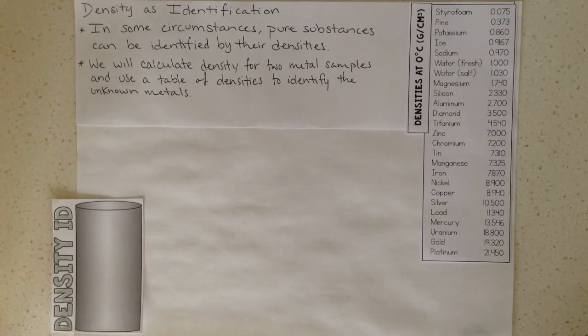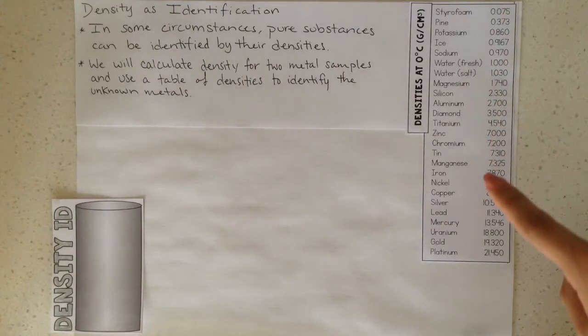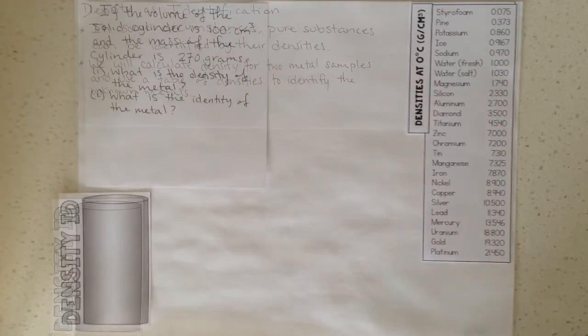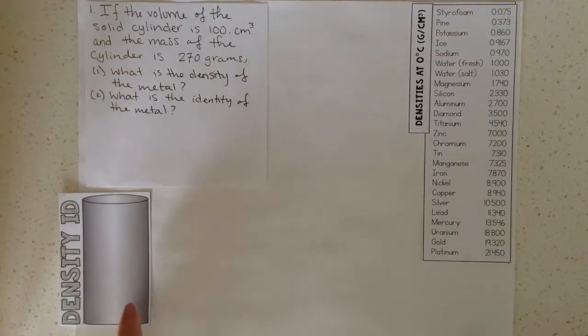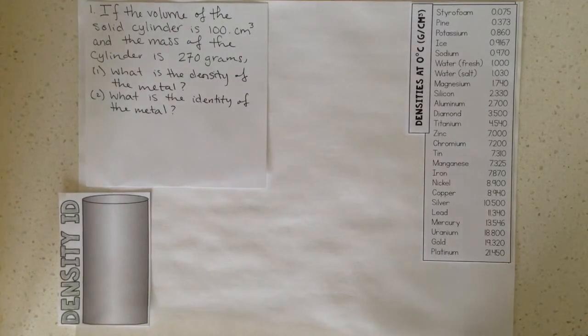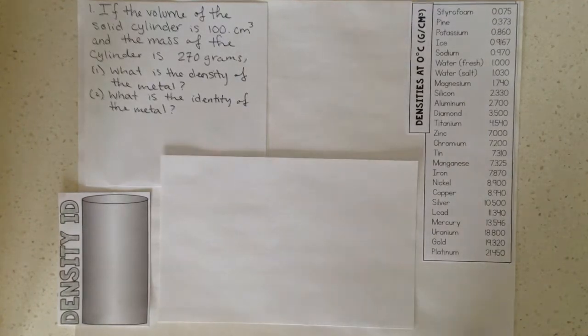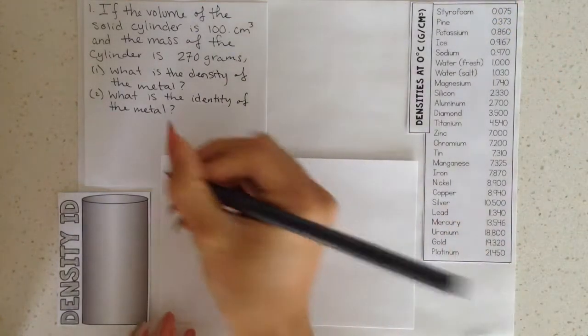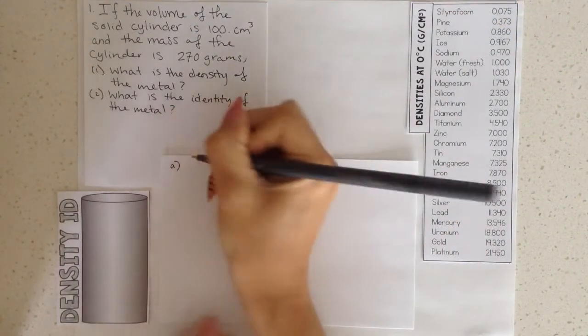We will calculate density for 2 metal samples and use a table of densities to identify the unknown metals. If the volume of the solid cylinder is 100 cubic centimeters and the mass of the cylinder is 270 grams, 1, what is the density of the metal? And 2, what is the identity of the metal? When we know the formula for density, that should be where we start.